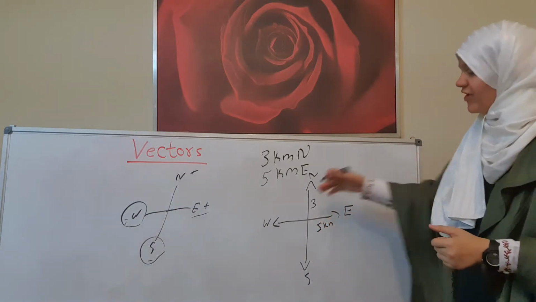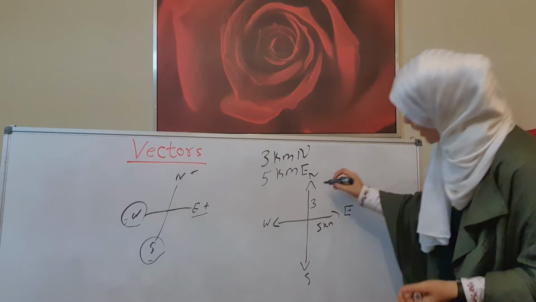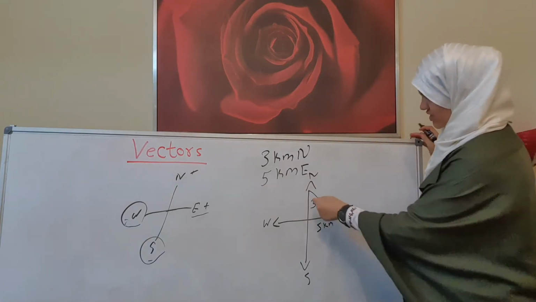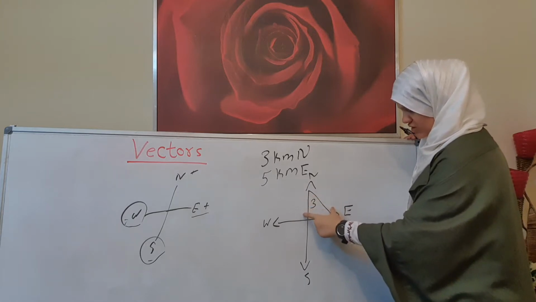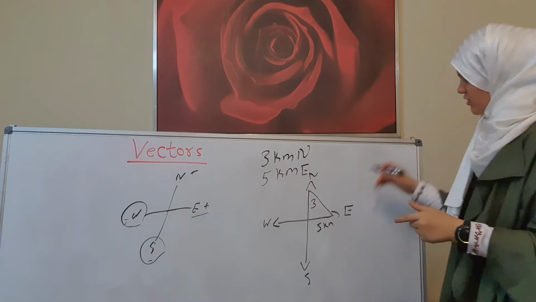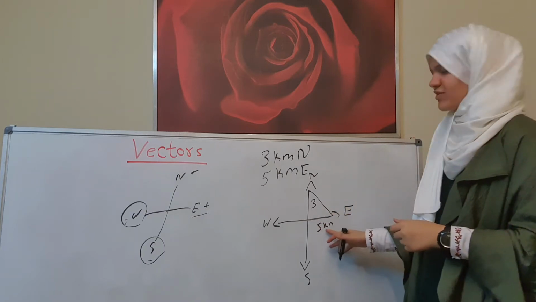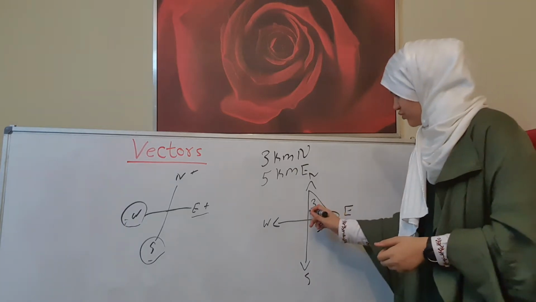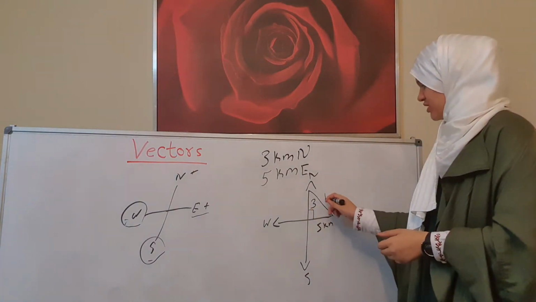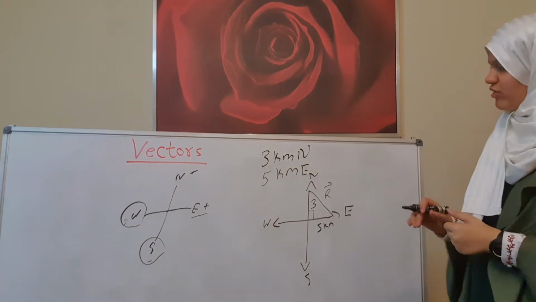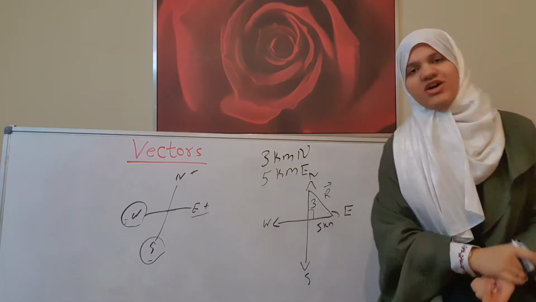Now, can we find the resultant of this? Yes, of course. We make a line to join the two together. After that, we have 3 and 5 kilometers, and we want to find the resultant, because what we have here is the hypotenuse, that means the resultant. Now we will write the formula of the Pythagoras theorem. Why?